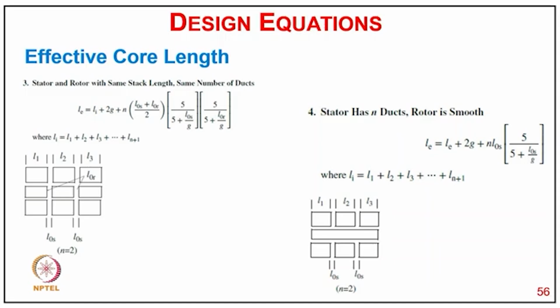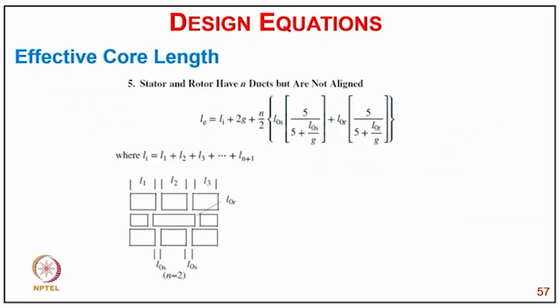Now if the stator has N ducts and the rotor is smooth, then L equals Le plus 2G plus N LOS in bracket 5 upon 5 plus LOS upon G, where again L equals L1 plus L2 up to Ln as seen in the diagram. Now coming to the case where stator and rotor slots have N ducts but are not skewed, L equals Li plus 2G plus N upon 2 LOS in bracket 5 upon 5 plus LOS upon G plus LOR 5 upon 5 plus LOR upon G, where Li equals L1, L2 to Ln plus 1.